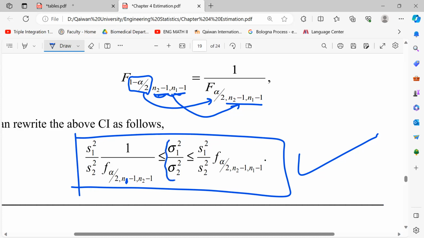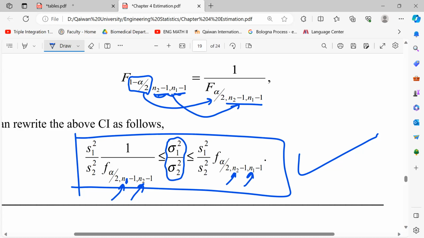As we talk about the ratio of variances, sigma 1 squared over sigma 2 squared, then s1 squared over s2 squared times f of alpha over 2. This is n2 and then n1, but in the previous one it is n1 and then n2.